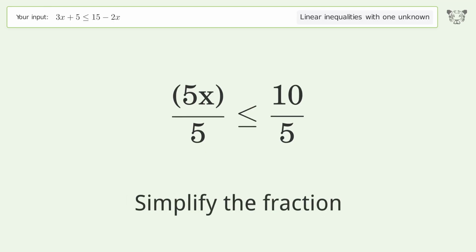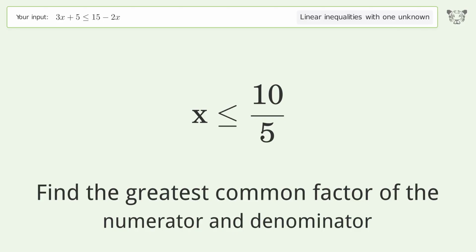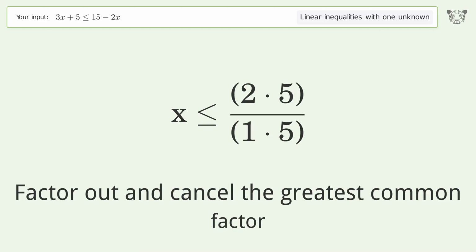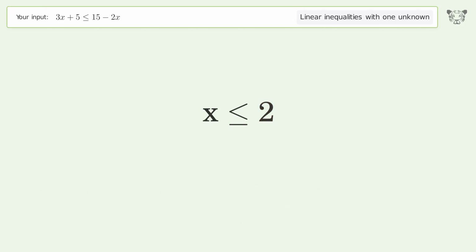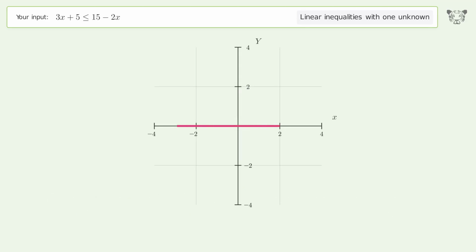Simplify the fraction. Find the greatest common factor of the numerator and denominator. Factor out and cancel the greatest common factor. Plot the solution on a coordinate grid. And so the final result is x equal or smaller than 2.